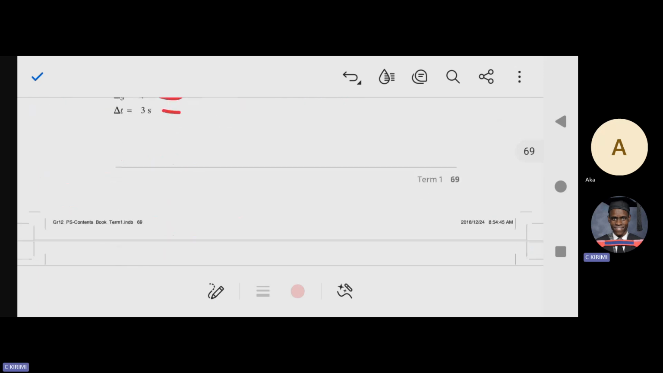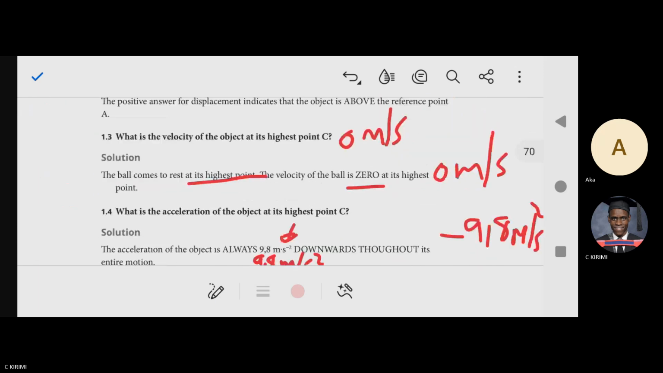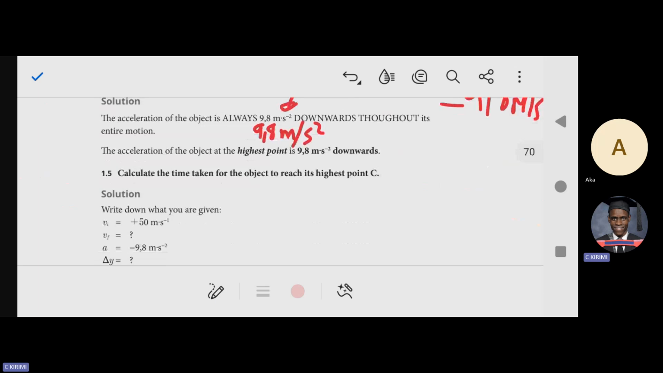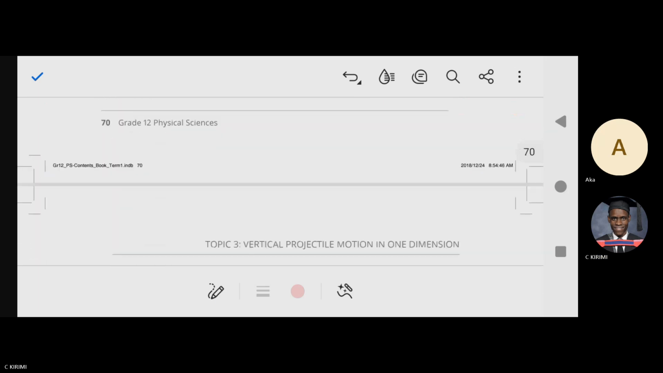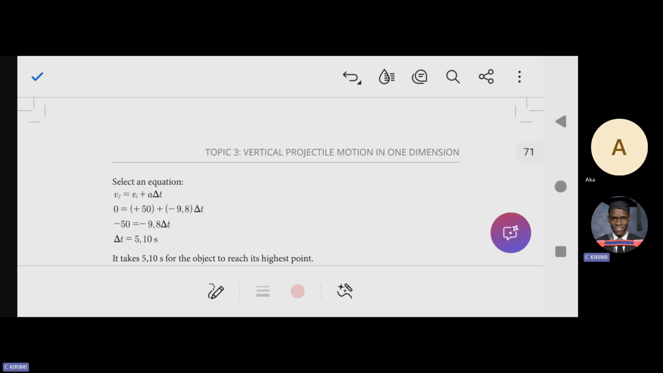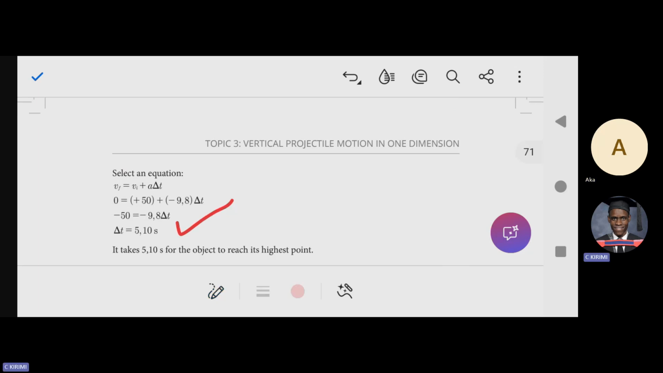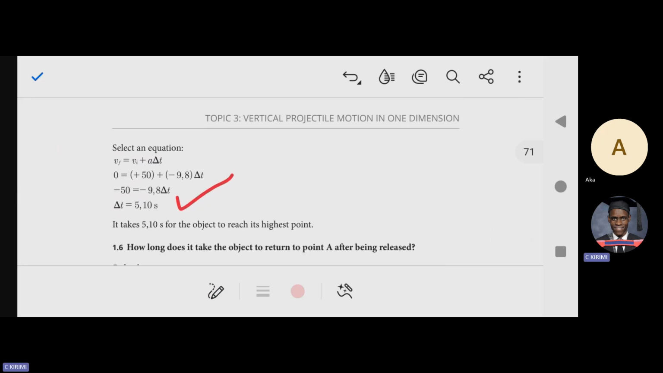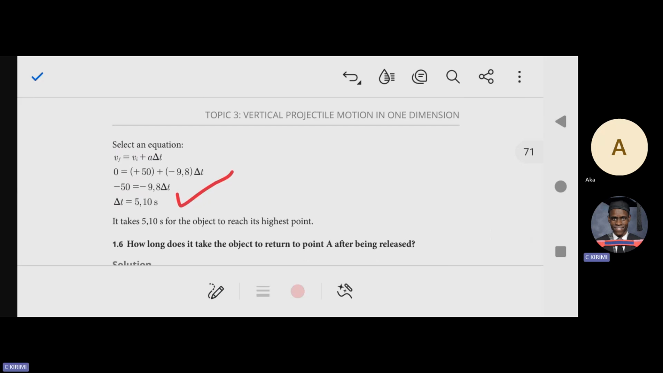So let's check if it's correct. Number 1.5. So we are seeing your answer is what? It's correct. Any question there? No, sir.